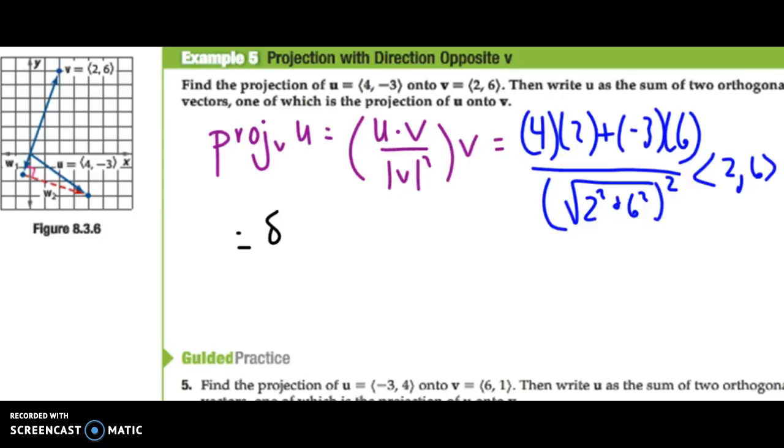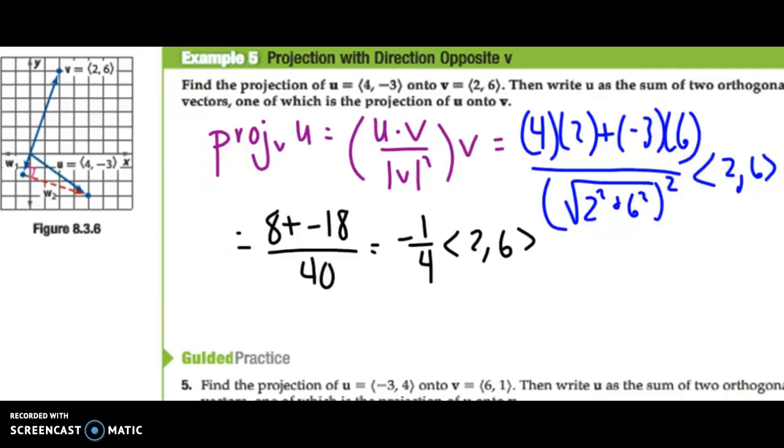4 times 2 is 8, plus negative 3 times 6 is negative 18, all over 2 squared is 4, 6 squared is 36, I get the square root of 40 squared, which is 40. So 8 plus negative 18 is negative 10 over 40, negative 1/4, times my vector (2, 6). Multiply the scalar: negative 1/4 times 2 would be negative 1/2. Negative 1/4 times 6 would be negative 3/2. So now we know our projection vector. That's this one right here.